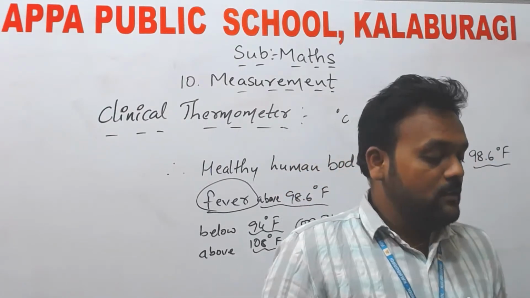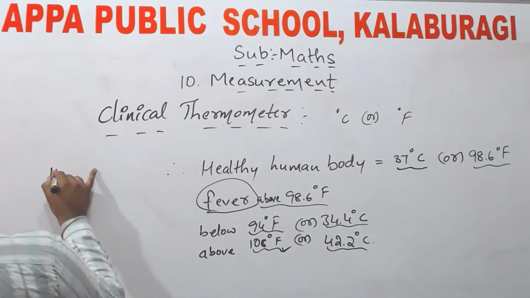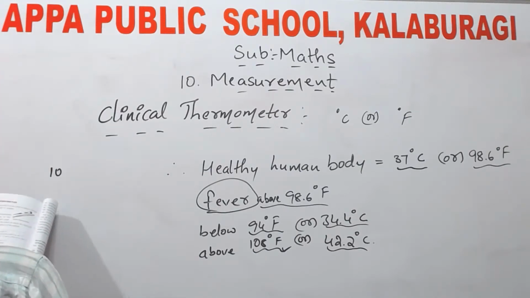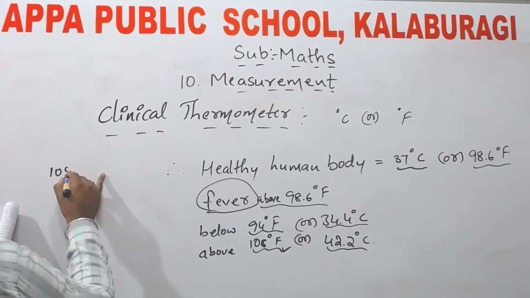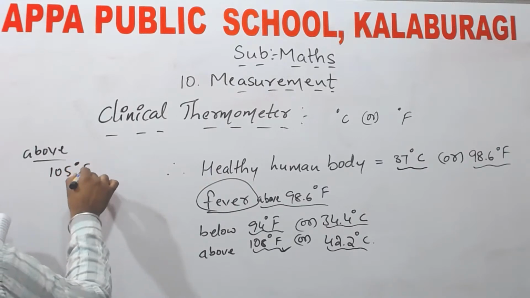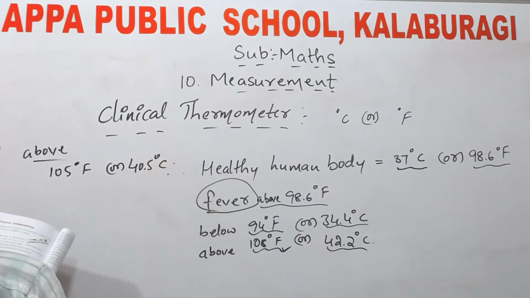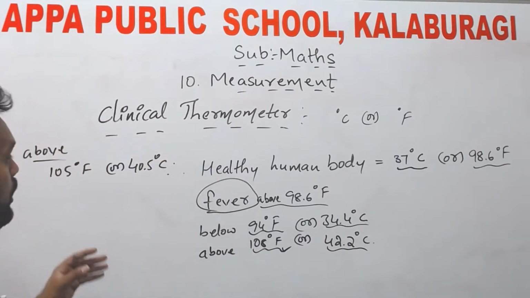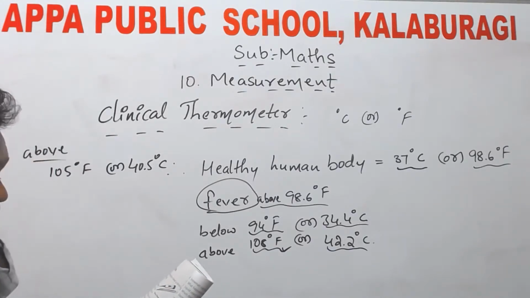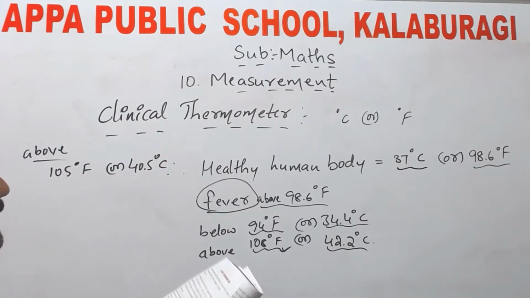Now, a grown-up person has a temperature. For example, you are growing now. You are all in 5th standard, and next year you will be in 6th standard. Even a growing person never has a temperature above 105 degrees Fahrenheit or 40.5 degrees Celsius. A grown-up person never has a temperature above 105 degrees Fahrenheit or 40.5 degrees Celsius.